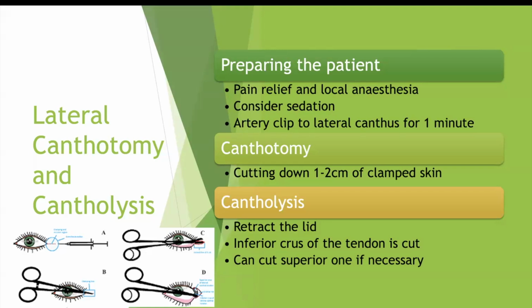So you're basically cutting down 1 to 2 centimeters right down to the orbit and releasing that lower lid. And then you're doing your cantholysis. So you're going to retract the lid and you're going to use those scissors to essentially cut through that inferior lateral canthal tendon. It's going to feel like a guitar string, which is typically what you're going to hear, and you can really feel the tension in that tendon, and you want to cut across until you don't feel any tension anymore. And if you really need to, you can cut the superior one as well, but usually that inferior one is enough really to release the tension of the orbit.